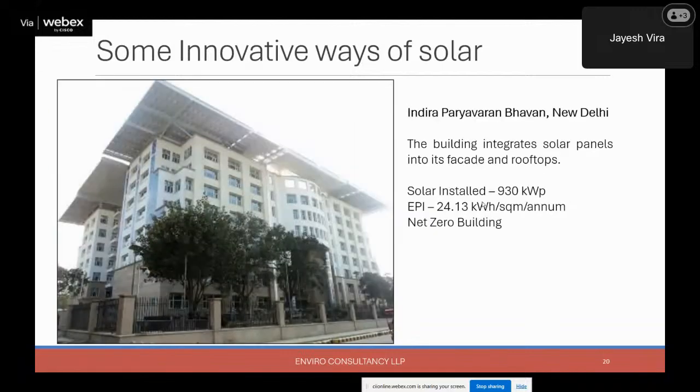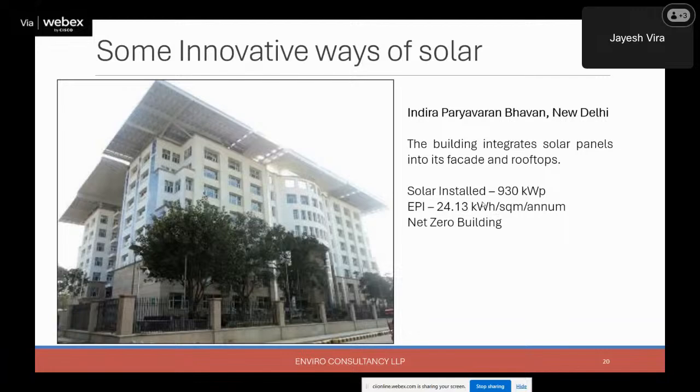I believe no solar or renewable discussion would be complete without mentioning one of the most decorated buildings, Indira Paryavaran Bhavan. This being a government building, it has many accolades. It's an IGBC Platinum rated building and even a net zero building. Here also the BIPVs are used for the roof as well as for shading. You can see a lot of projections coming out from the top floor, which provide shade to the building as well as cut the sun angles.